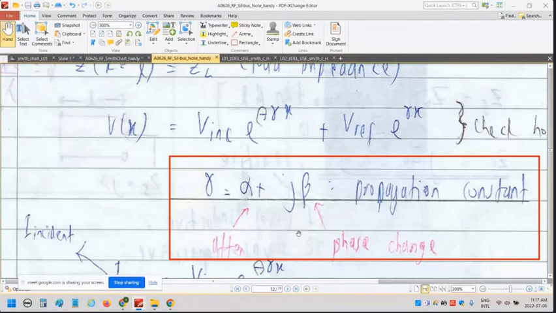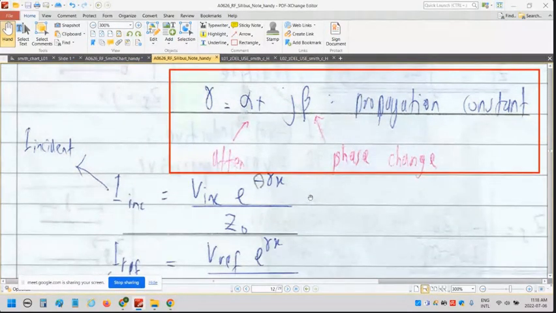And then this one, you should put in brackets, in red color, to show this one is very important. So if you see this gamma, you know that this gamma is alpha plus j beta.